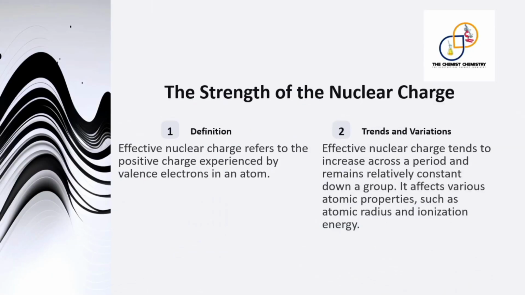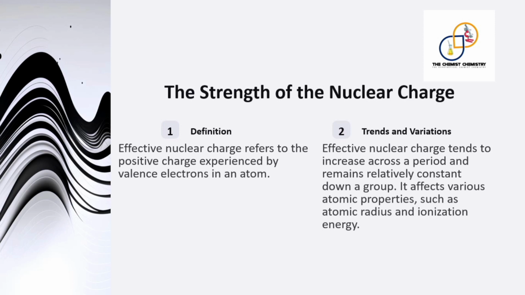Now the next on the list is the strength of the nuclear charge, the Z effect, or the effective nuclear charge. That is the attraction between the nucleus of the atom, which is the center, and the valence shell electrons, or the outermost electrons. So the effective nuclear charge refers to the positive charge experienced by valence electrons in an atom. In our previous video lesson, the first video lesson, we learned about this.